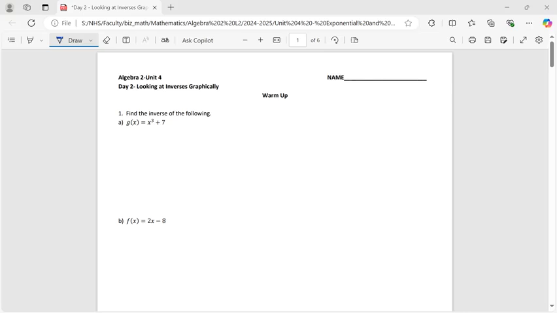Hello, welcome to day 2 of Unit 4. Today, our topic is going to be looking at inverses graphically.